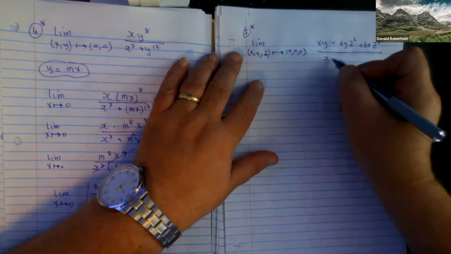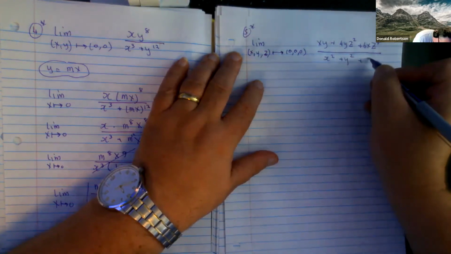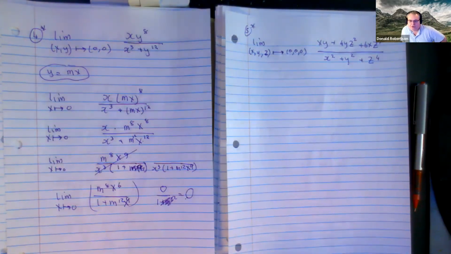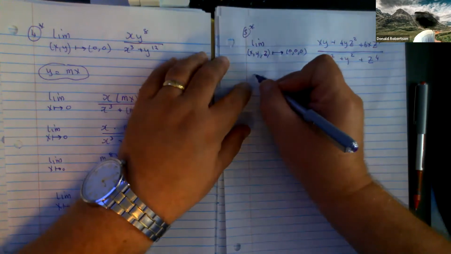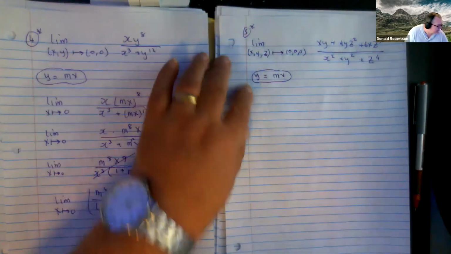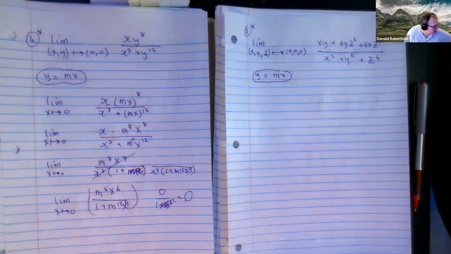And I have an x squared plus y squared plus z to the 4. And I've been picking y equals mx every single question, only because it's easy. Do you know theoretically you can do y equals mx squared, mx cubed, m square root of x? You know, anything would work, right? Now, I'm going to do y equals mx. But that's not enough. What else could I do?